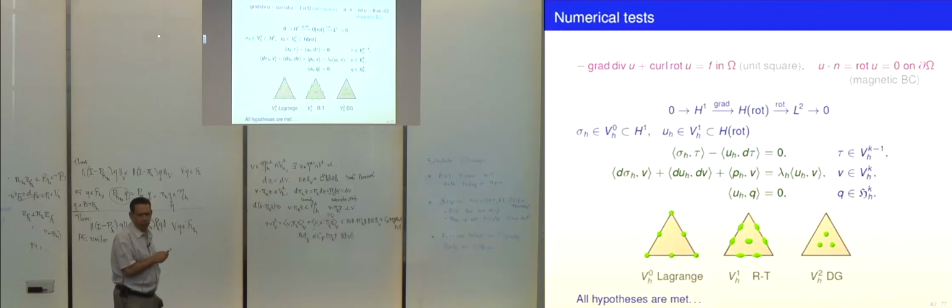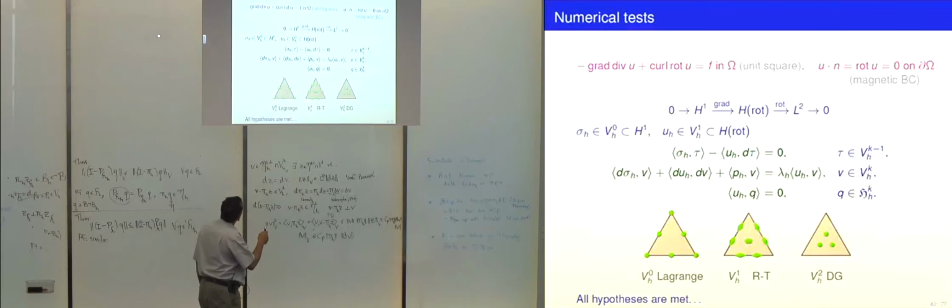Are these kind of pictures familiar to people? Familiar enough? Is there anybody who wants me to take the time to explain them? Say it if you do. Okay, is that, yes, you do? Okay, fair enough.